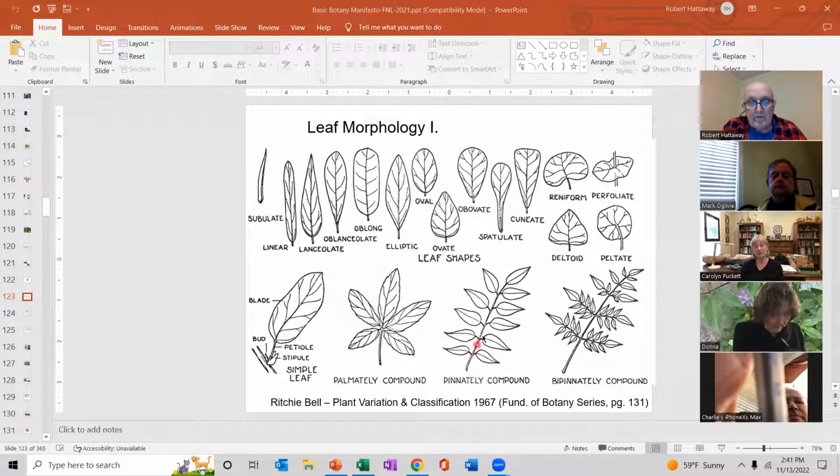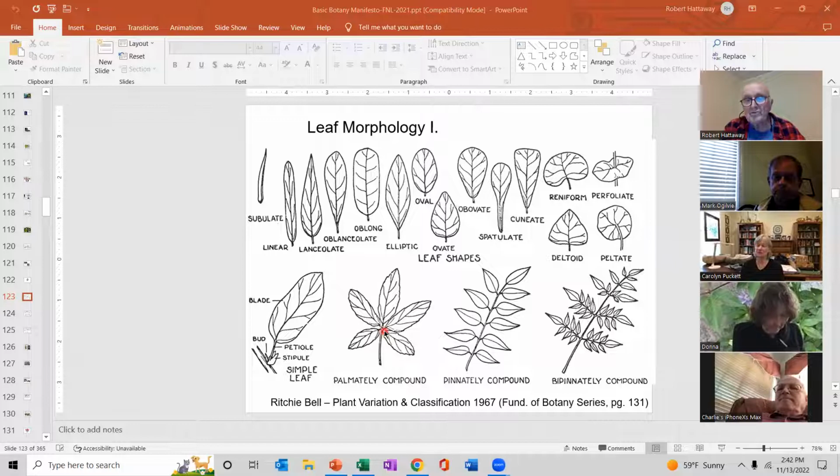All right, this is a rachis. That's a rachis. There is no rachis in this palmately compound leaf like buckeye because there's no continuation. It's like the fingers of your hand meet in the palm, and they meet in one place. And the term rachis only applies when the leaflets meet in more than one place.